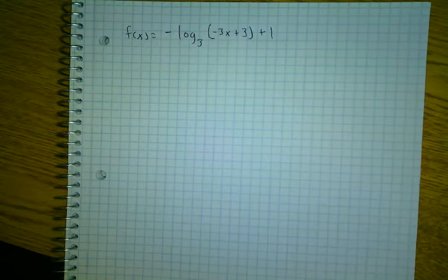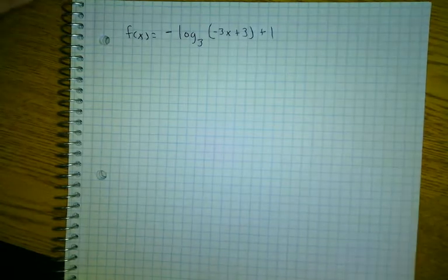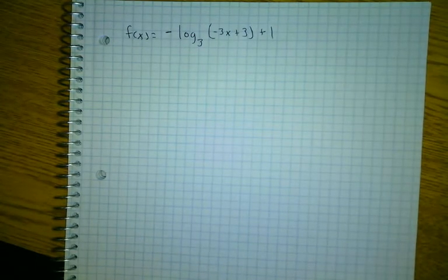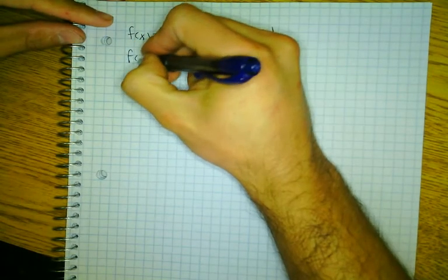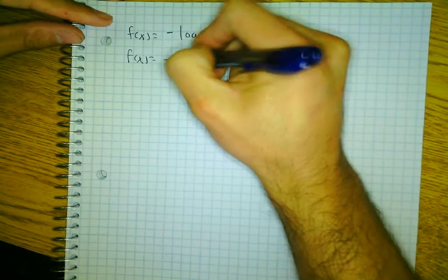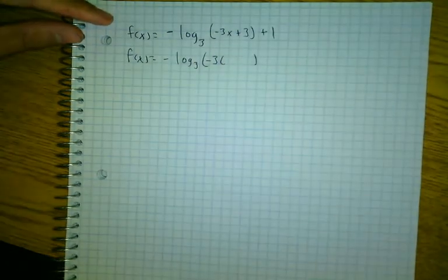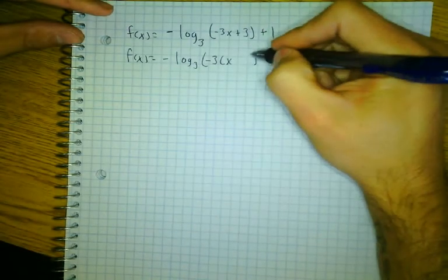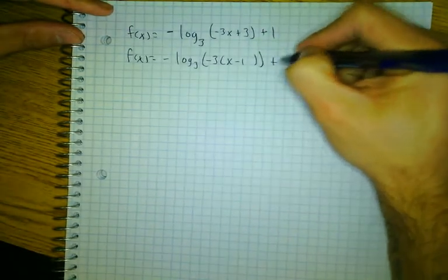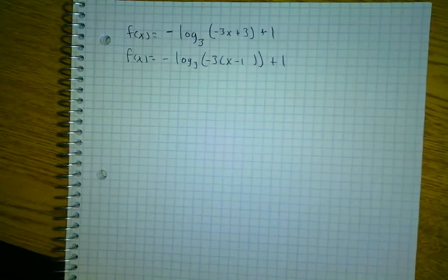So first I'm going to ask you to list the transformations for this. Okay? So, do you notice anything in particular that I have to do before I start listing transformations? Take out the negative 3. So that gives me negative 3 times what? X minus 1. I need to do that in order to successfully identify how much I'm moving left or right.